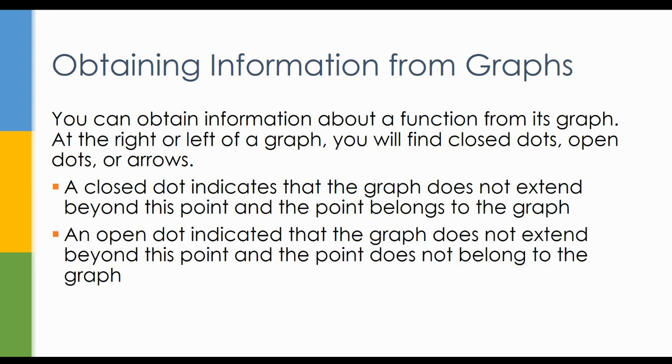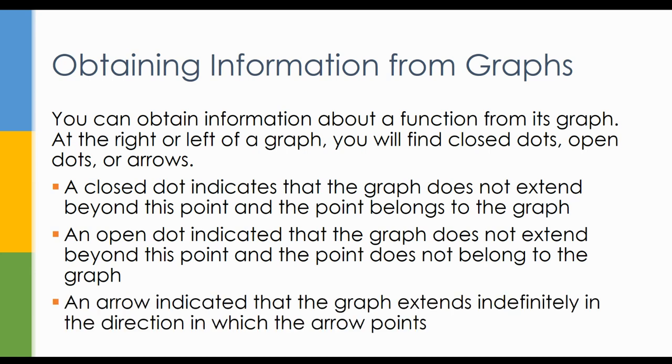If we have an open dot, so an open circle, it's not shaded, that indicates the graph does not extend beyond that point and the point does not belong to the graph. If we have an arrow, that indicates the graph extends indefinitely in the direction for which the arrow points.